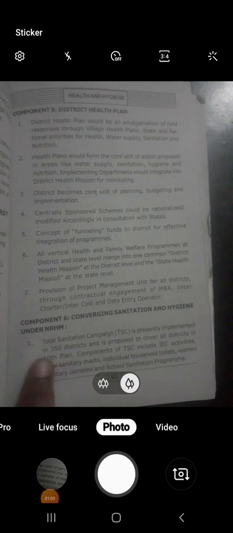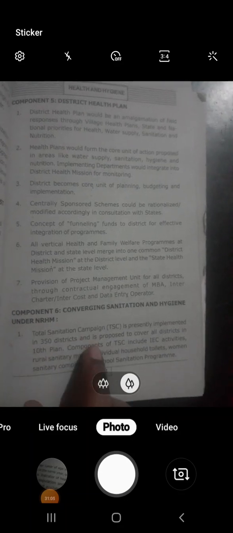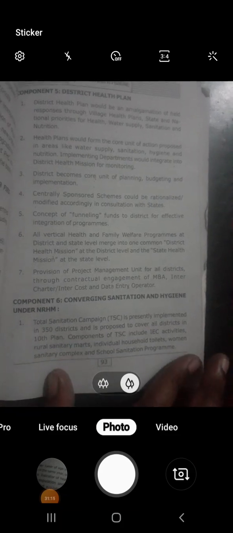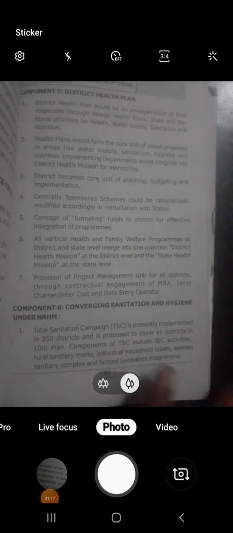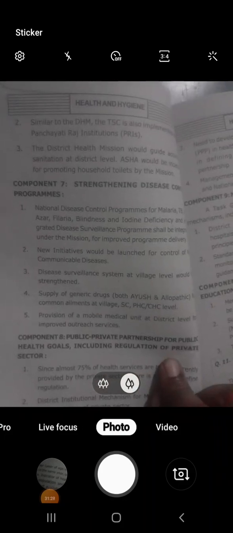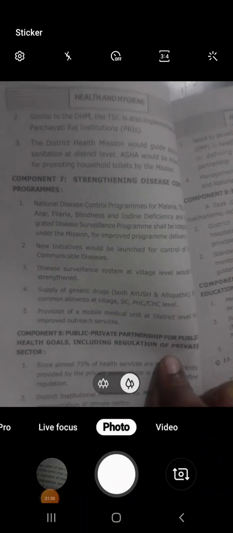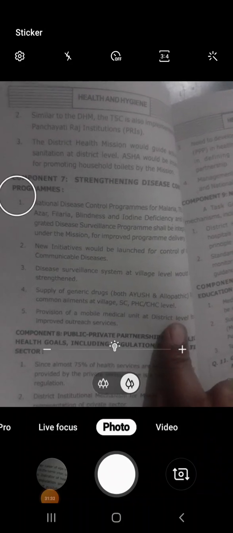Component 6 is converging sanitation and hygiene under NRHM. The sanitation campaign is implemented in 350 districts, to cover all districts in the 10th plan. So it includes IEC activities also, including household toilets and women's sanitary complexes. Means in our areas only at festival time the people will come for money and they will do some sanitation and they will go, right?